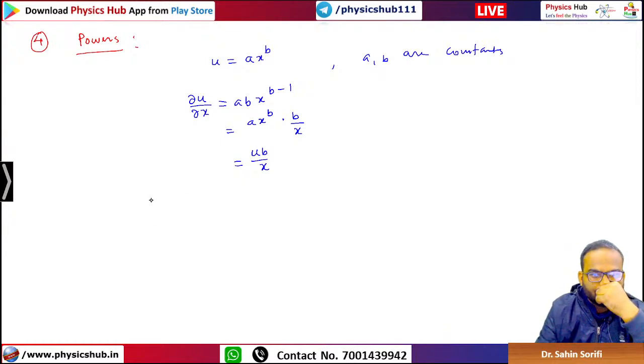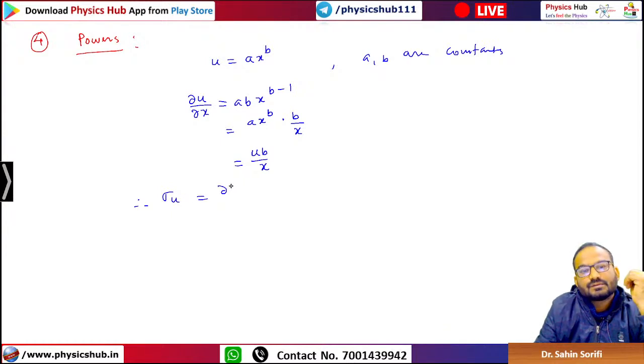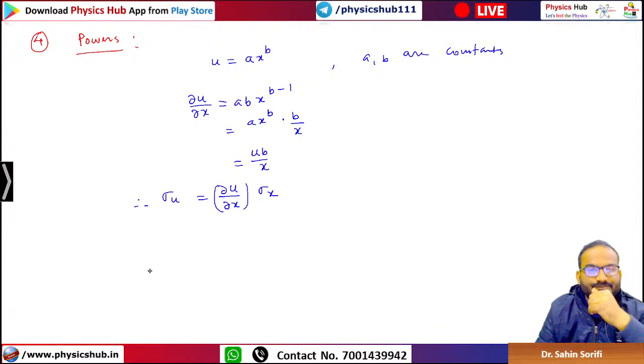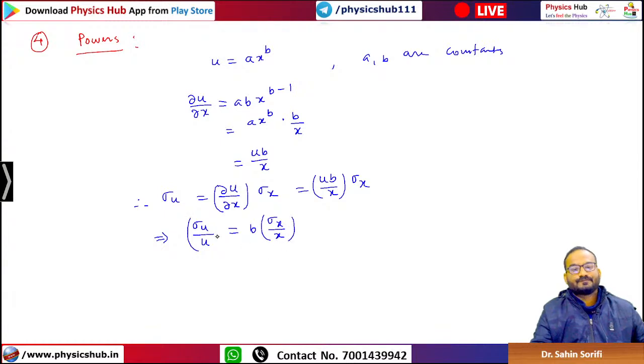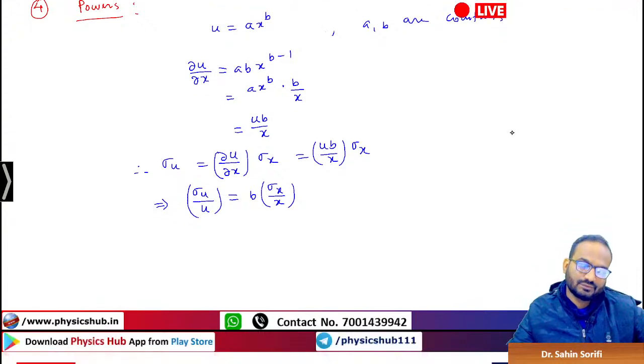So what is the relative error? Sigma u is equal to del u by del x times sigma x. So u b by x sigma x, and hence sigma u by u is equal to b times sigma x by x. This is the relative error, or fractional error, you can also say.